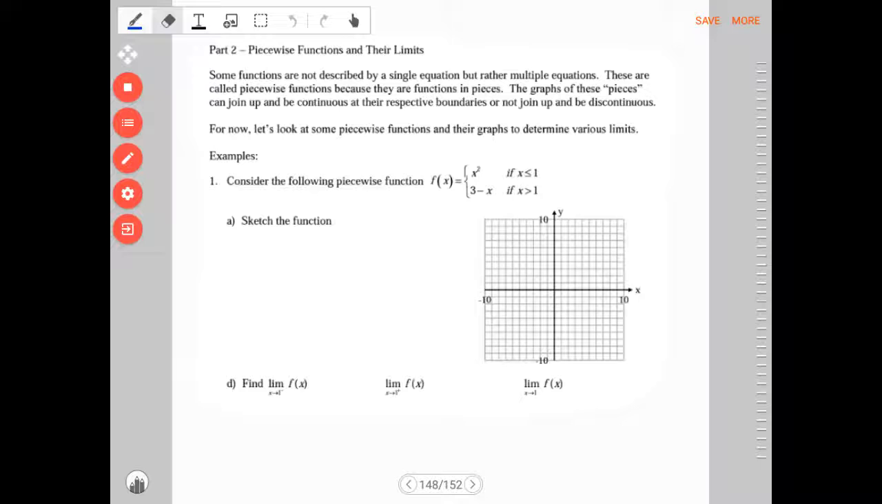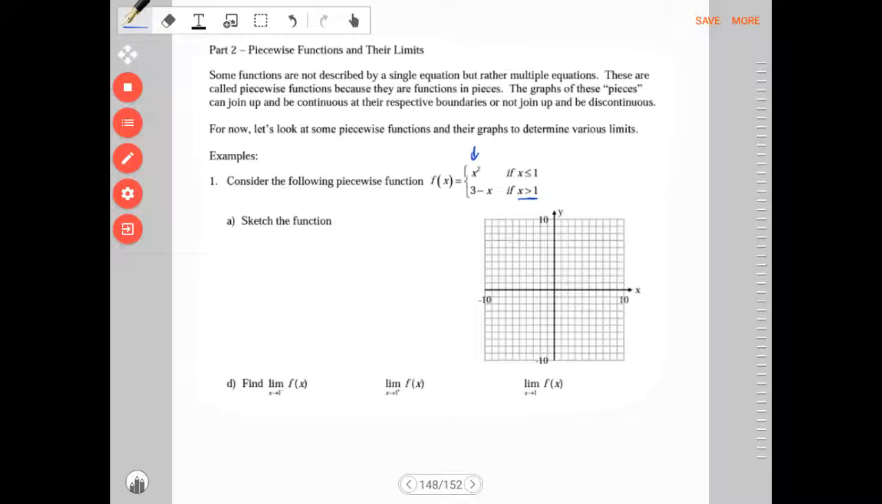Okay, you've never done things like this, so bear with me. We'll muddle through it. So the first example. Consider this function. It's a piecewise function. The function is defined as x squared for all values that are less than or equal to 1, and the function is 3 minus x for any values where x is bigger than 1.